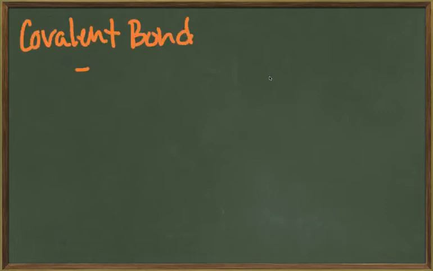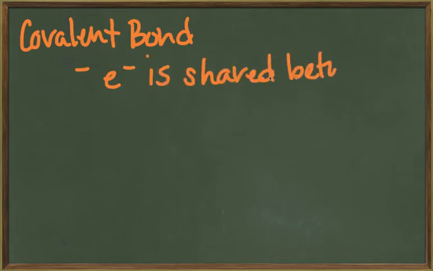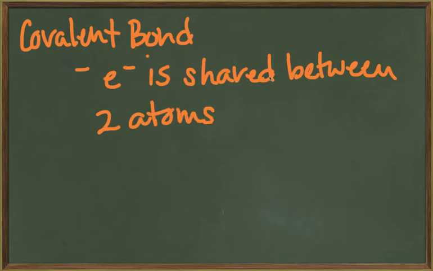The flip side of that is when you have a covalent bond. This is when an electron is shared between 2 atoms. Sometimes they're shared equally, sometimes they are not, and that is when we get ions. So I'm hoping you're remembering some of that.